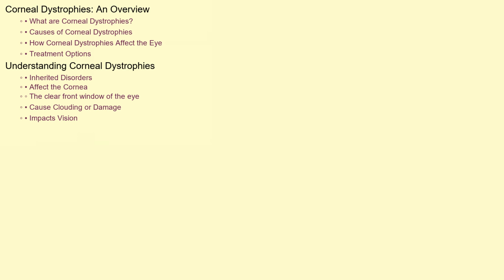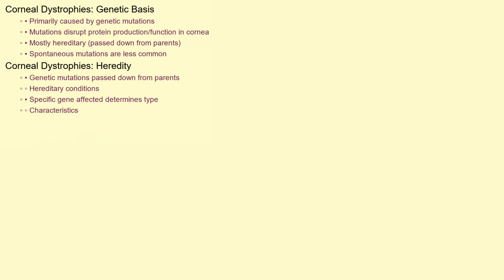Corneal dystrophies are a group of inherited disorders that can cloud or damage this vital tissue. Corneal dystrophies are primarily caused by genetic mutations. These mutations disrupt the normal production and function of specific proteins within the cornea.